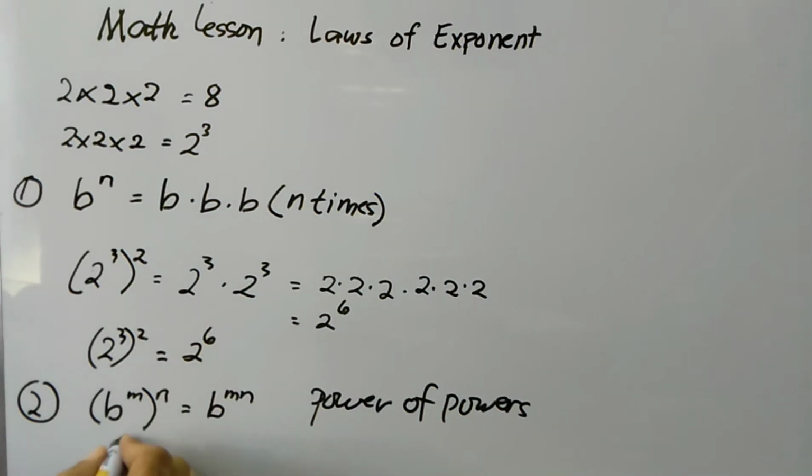So for example, we have x raised to 2, or x squared, raised to 4. The answer is x raised to 8. Just multiply the exponent and then copy the base.